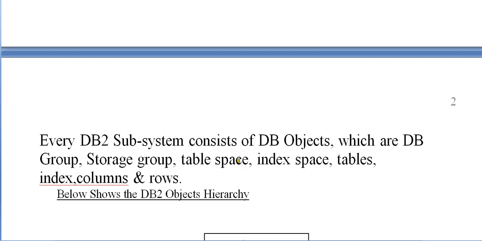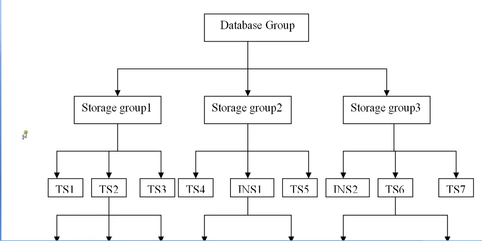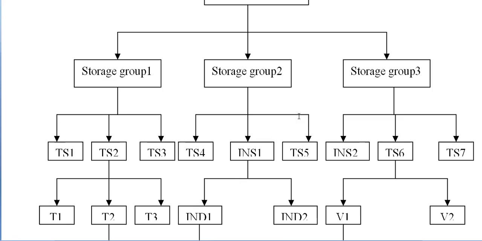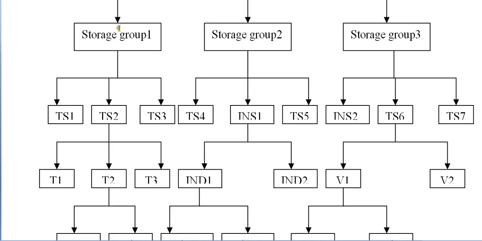Every DB2 subsystem consists of DB2 objects, which are divided into storage groups, table space, index space, tables, index, columns, and rows. Below would be the hierarchy of how a database forms. The database is divided into storage groups, for a development environment or test. It is divided into table spaces, then into index spaces, then into tables, then tables are divided into rows, and rows are divided into columns. So this would be the hierarchy.